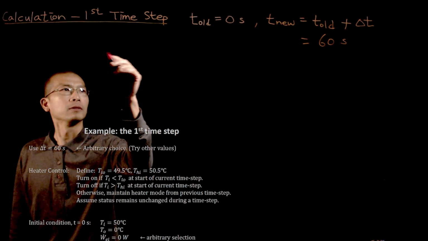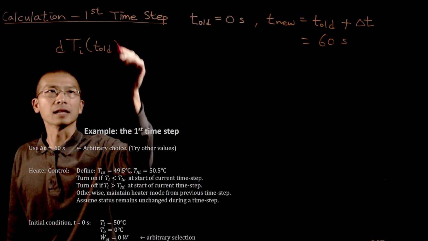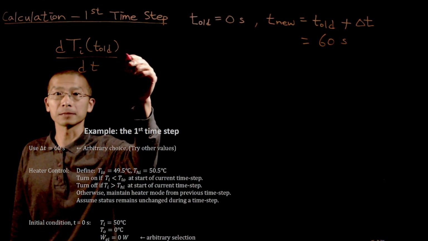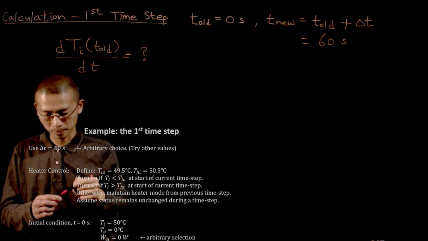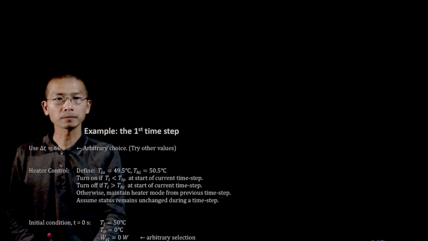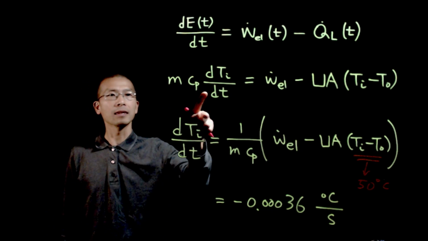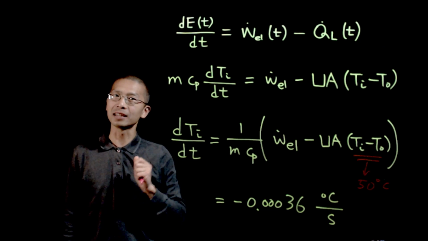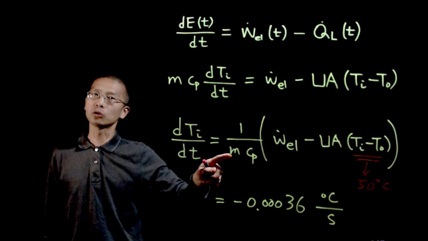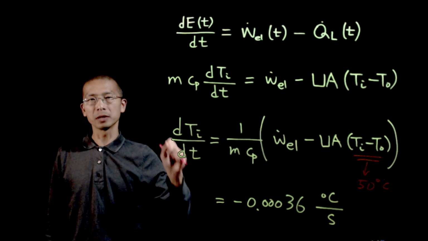What about dTi/dt at T old? That's at the beginning of the time step, the rate of change. What is this? Well, remember we did the energy balance exercise before. Using this equation, and MCp is the same. That's the water property. So this MCp here, M 2000 kilogram, Cp specific heat, 4181 joule per kilogram per degree C.